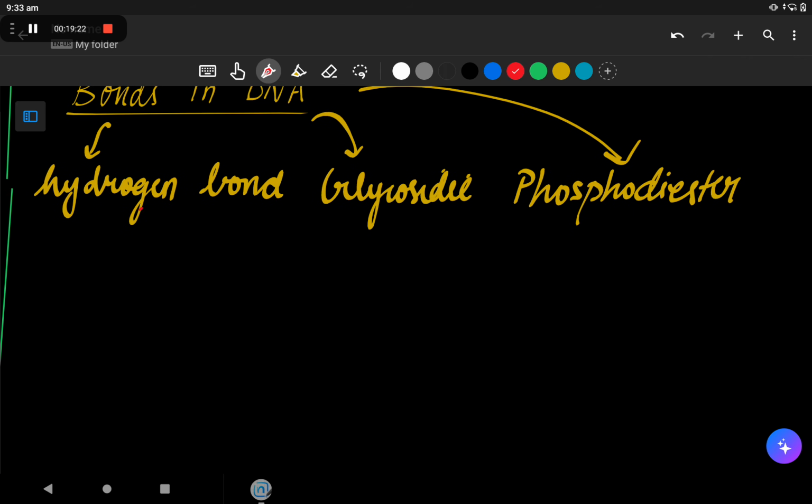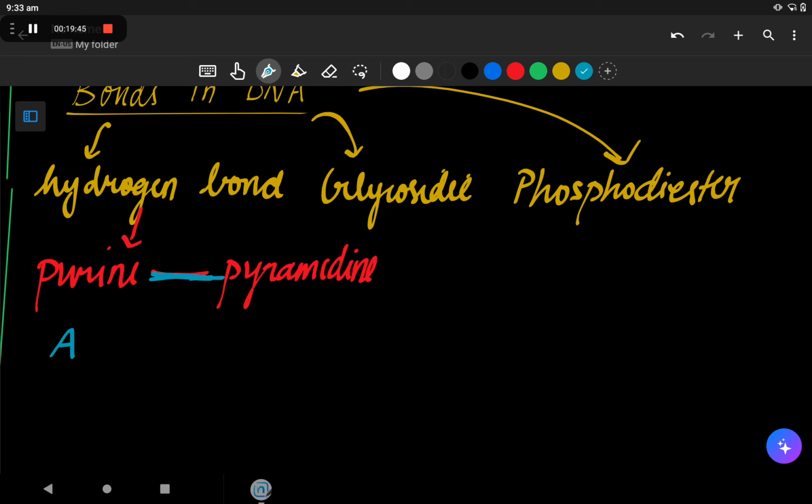The first type of bond, hydrogen bond. In a DNA molecule, purine will bond with pyrimidine through hydrogen bond. This bond is called as hydrogen bond. So basically, in between adenine and thymine, there is a double bond, whereas in between guanine and cytosine, there is a triple bond. Got it? This is all you need to know about the hydrogen bonding.